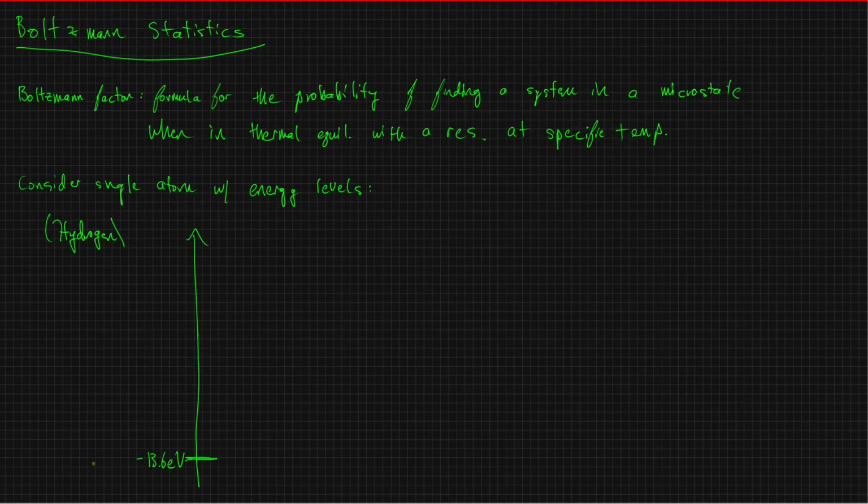So this is what we call n equals 0. This is the first excited state, minus 3.4 eV. And then the second excited state is minus 1.5 eV. So this corresponds to n equals 1, n equals 2.